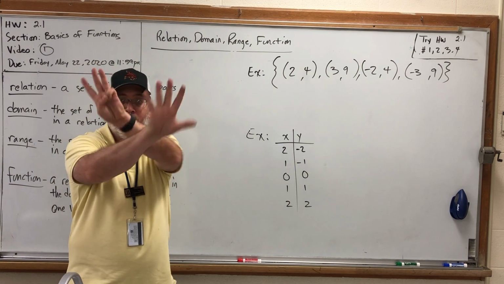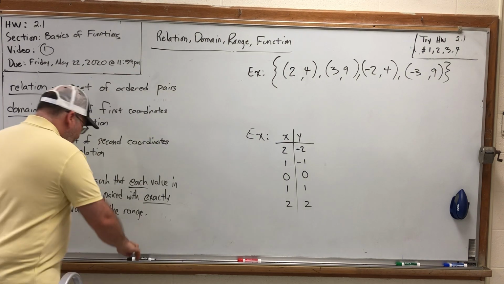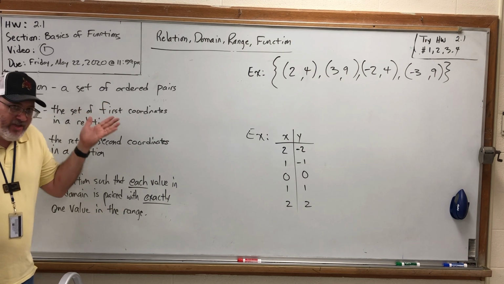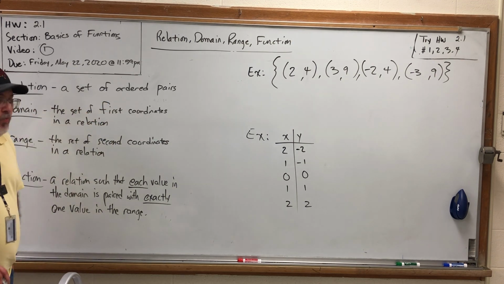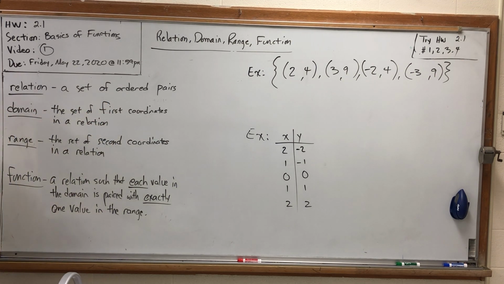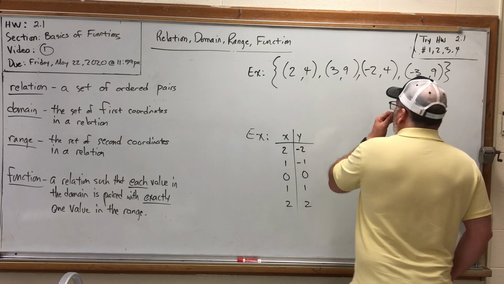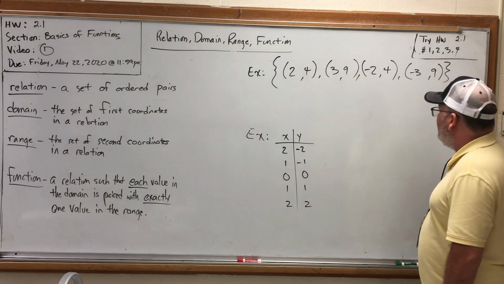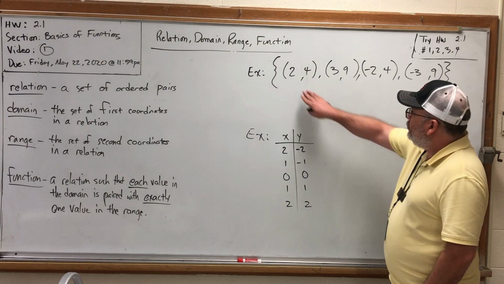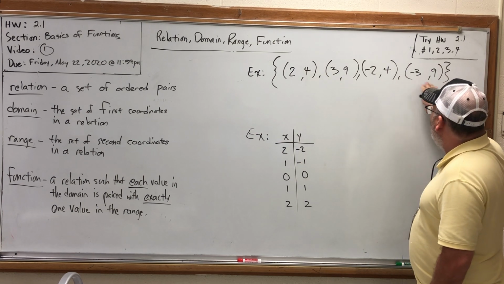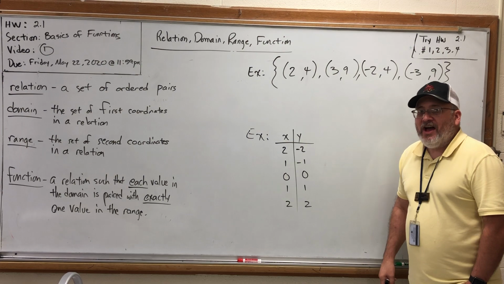5 and 3, 3 and 5. Now usually those are pairs of numbers, but there's nothing in the definition that says they have to be. Most of ours will be numbers. Now within a relation, actually before we define these, let's take a look at a couple of relations. In this first example, I have a relation that consists of 4 ordered pairs. 2, 4, 3, 9, negative 2, 4, and negative 3, 9.